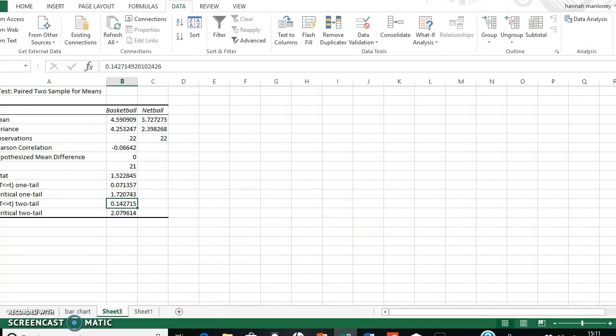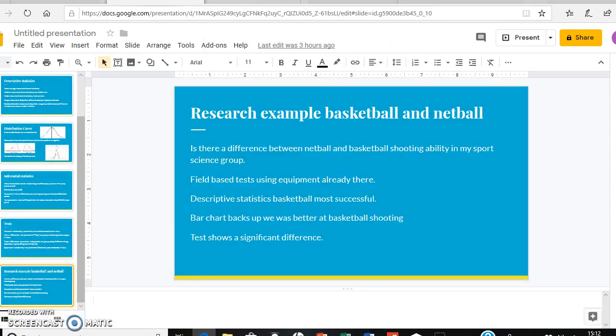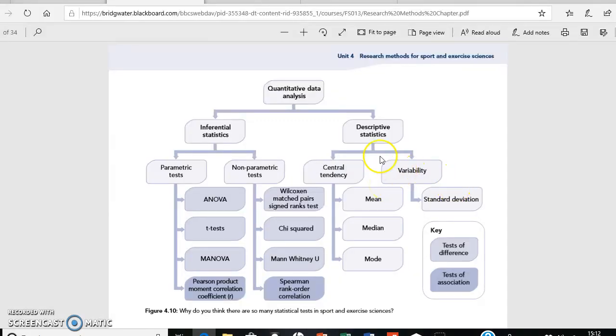So also for this, you need to know why I chose the t-test. So this is the book chapter with this diagram. We're going to go for inferential statistics, because that's what we're using. Then I know that it's a parametric test because we're testing ratio data, and it's ratio data because we are testing the amount of basketball shots and netball shots scored. So now we know that it's parametric, we have a choice of these tests.